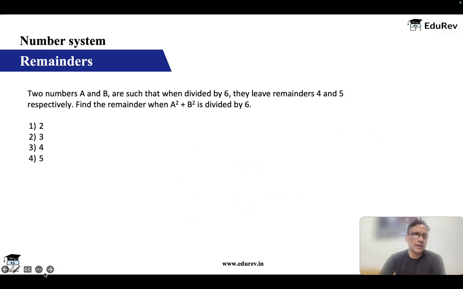One more question. Two numbers A and B are such that when divided by 6, they leave remainders of 4 and 5 respectively. Okay, so A and B when divided by 6, so 6Q1 plus 4, and the second one is 6Q2 plus 5. These are my numbers. Find the remainder when A square plus B square is divided by 6.